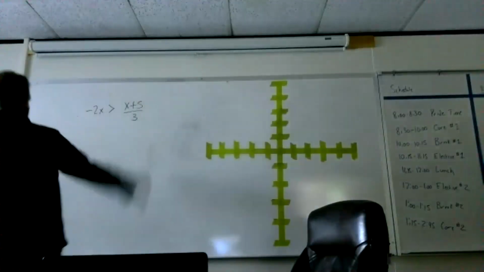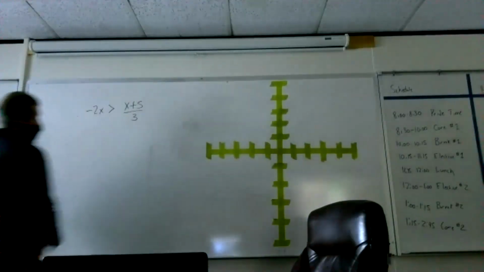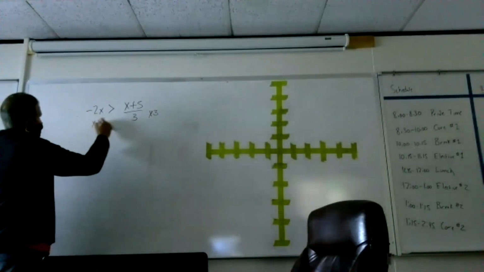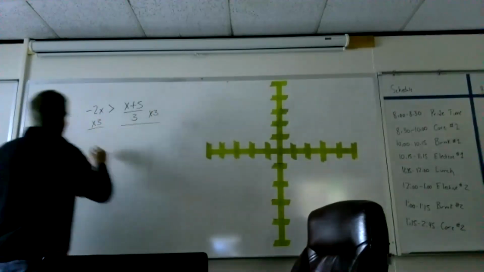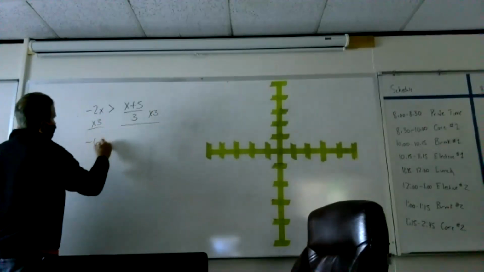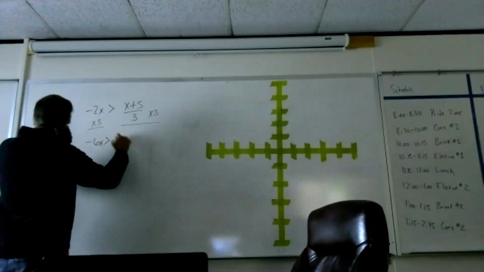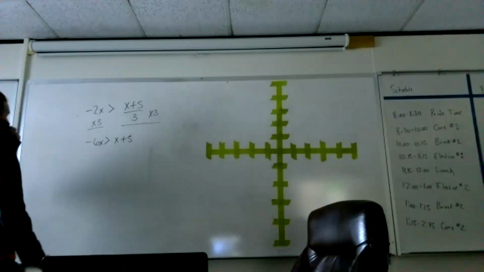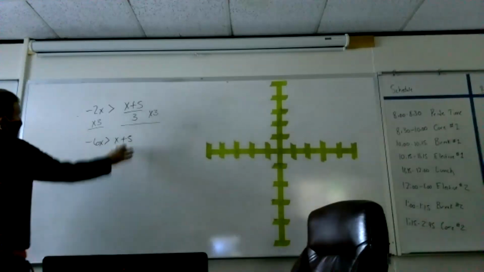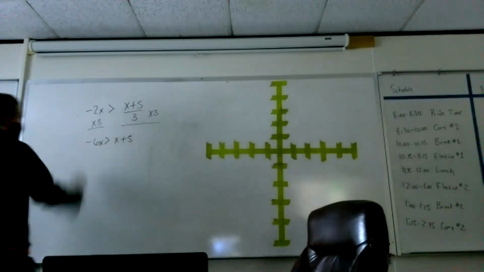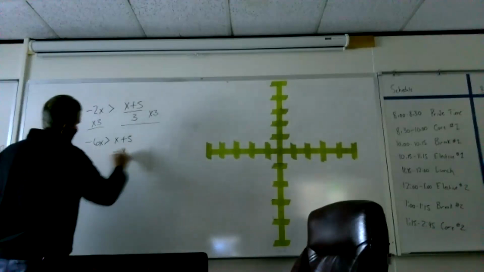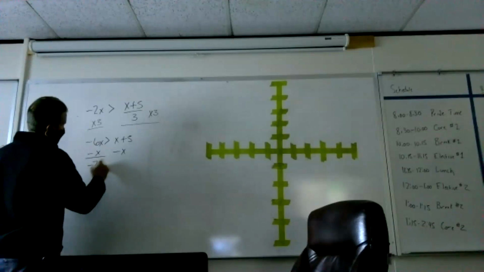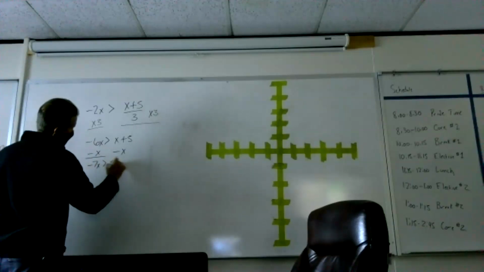Okay, so first step, I want to get rid of this divided by 3. So I'm going to multiply both sides by 3. On the left, I'm going to have a -6x is greater than x plus 5. Okay, now I want to move this variable to this side. Since it's a positive, I just subtract x on both sides. Gives me a -7x. It's greater than 5.